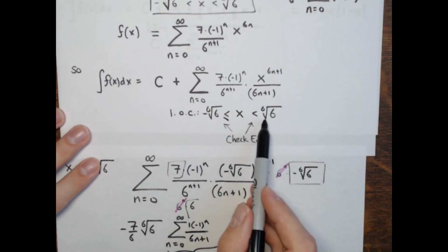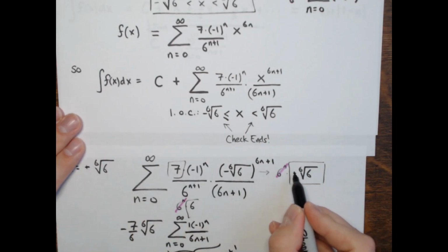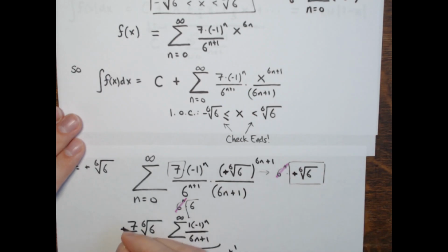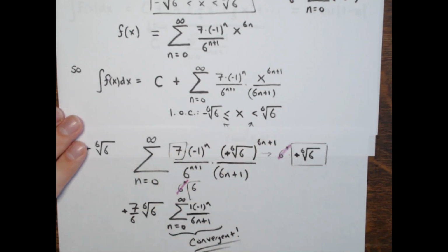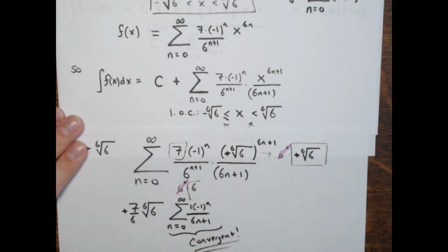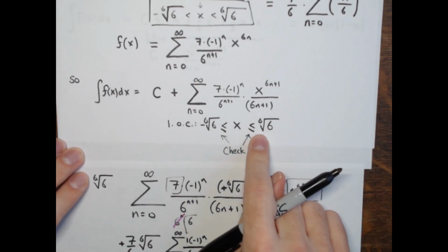And the same would go for the other one. When x equals positive 6th root of 6, all that would change is this becomes positive, positive, and positive out here. Everything else should remain the same. All this would cancel. I'd be left with this convergent alternating series. So both ends actually work.